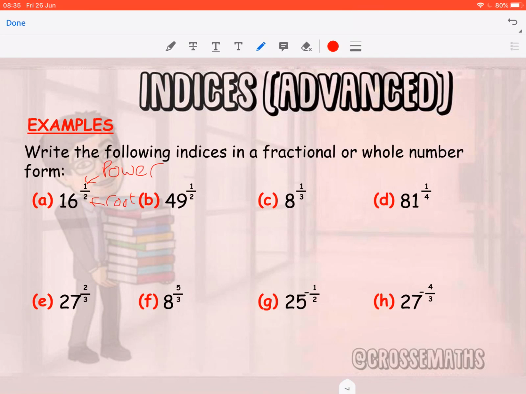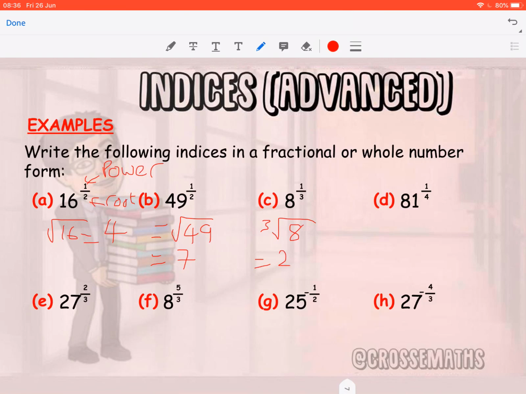So if it's a 2 on the bottom, that means square root. So 16 to the power of a half is the same as saying square root of 16. Square root of 16, 4 times 4 makes 16, so it's just 4. Exactly the same thing on the next one. 49 to the power of half is going to be square root of 49. Just gives me 7. 8 to the power of a third. That means cube root. 2 times 2 times 2 makes 8, so it's going to be 2.